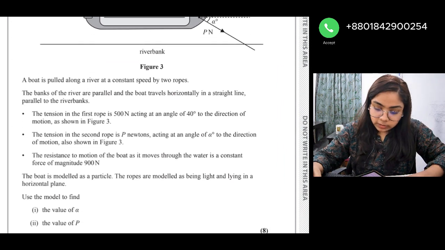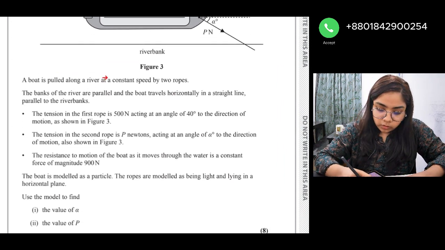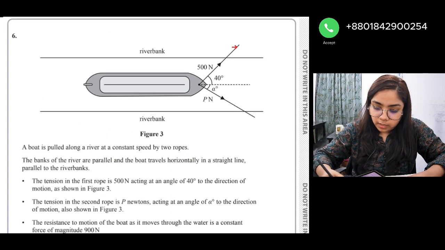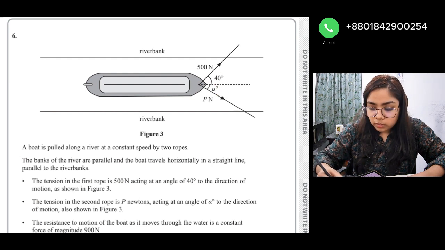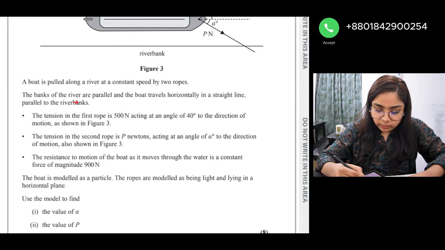Now for question 6, it says that a boat is pulled along a river at a constant speed by 2 ropes. As we can see, one is exerting 500 newtons and one is exerting P newtons. They are both creating different angles. One is 40 and one is alpha. And the banks of the river are parallel and horizontal straight lines.